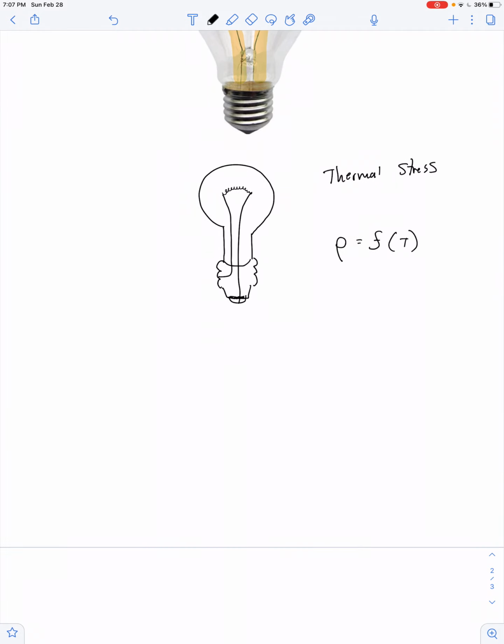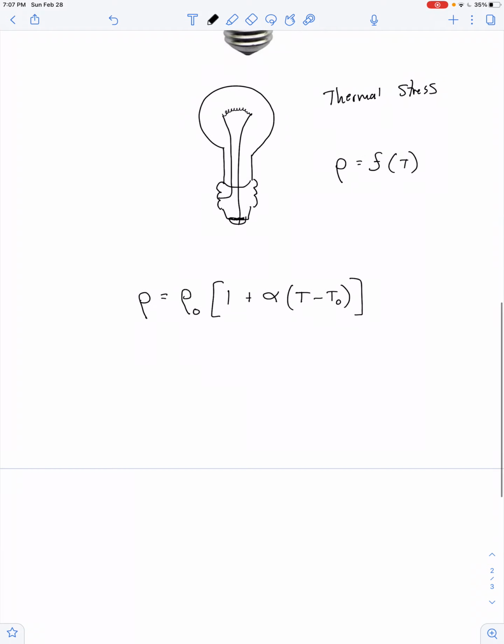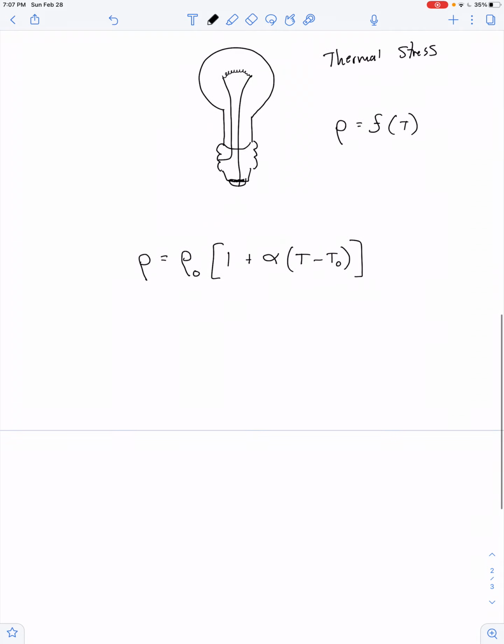And that function looks something like this. Resistivity is equal to some standard value of resistivity multiplied by 1 plus this constant alpha, which stands for the temperature coefficient of resistivity. So 1 plus alpha times T minus T standard. Let's try to get some insight into that equation without deriving it, at the very least.